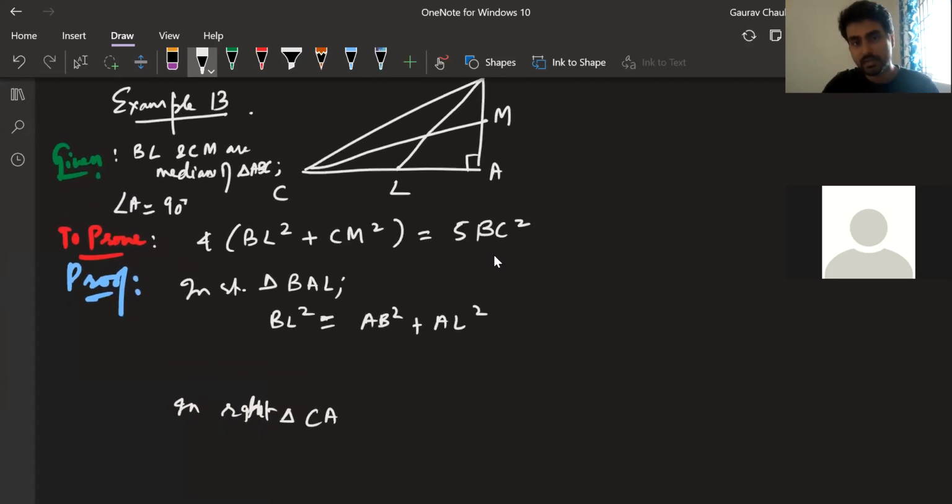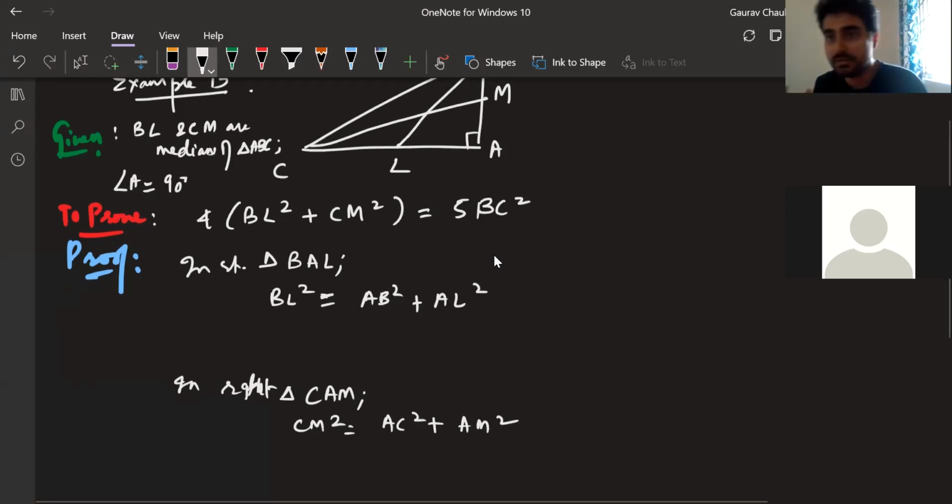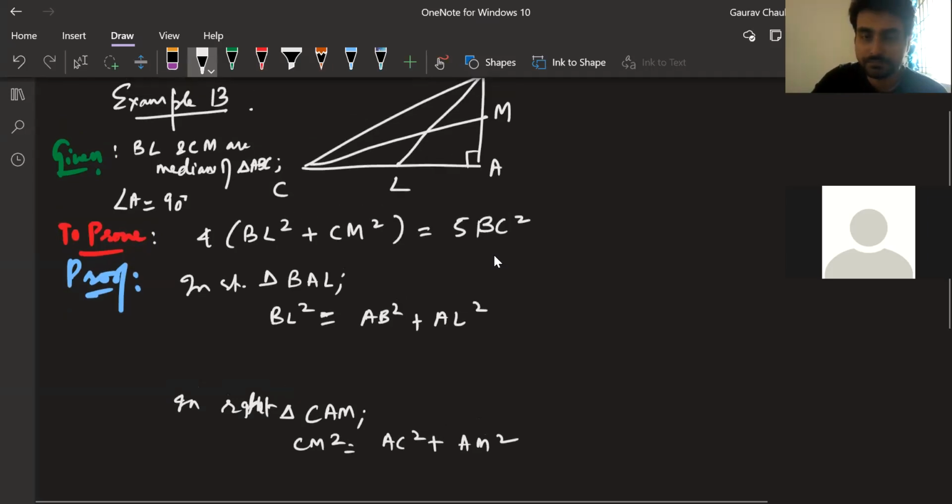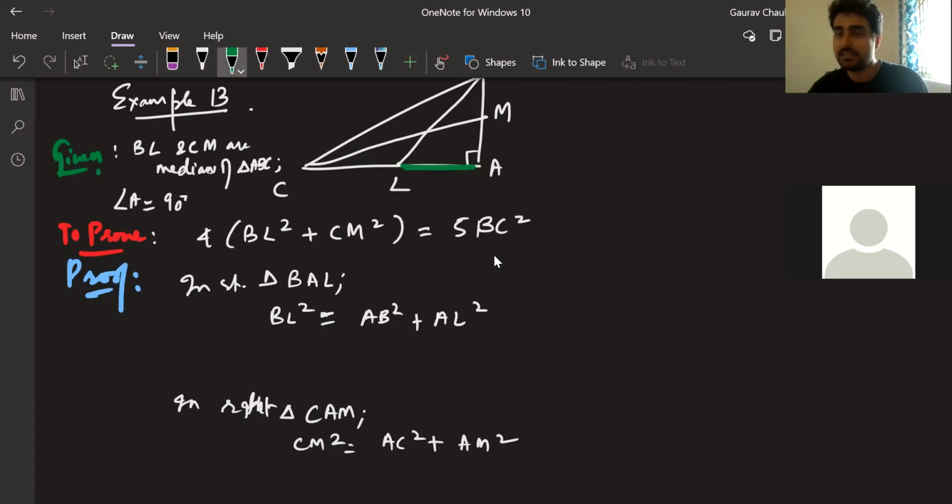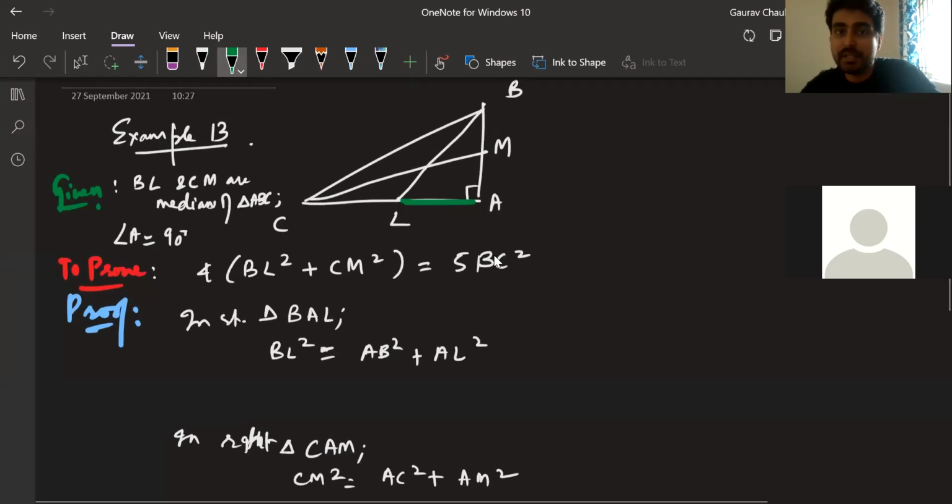So in right triangle CAM also, CM square is equal to AC square plus AM square. Okay, that's there. Now, if you notice very carefully, I know that BL is the median. If this is the median, then it cuts AC into two equal parts, so AL is like half of AC now, right?